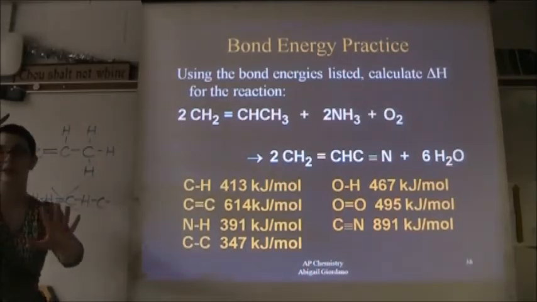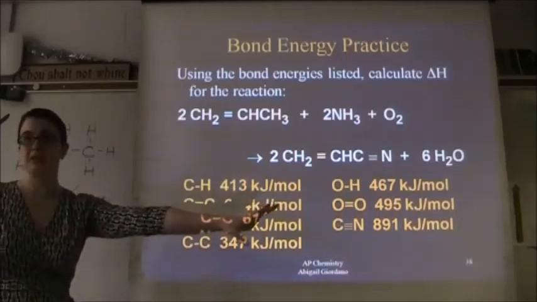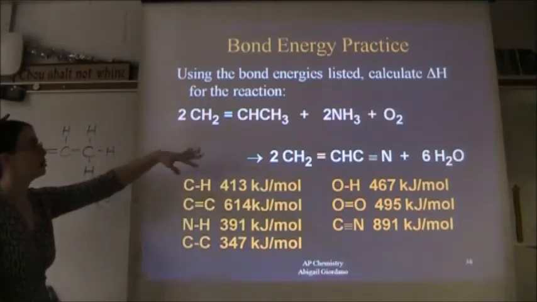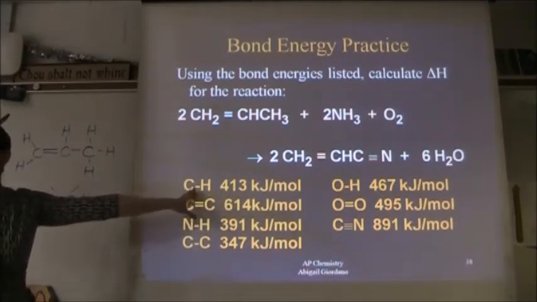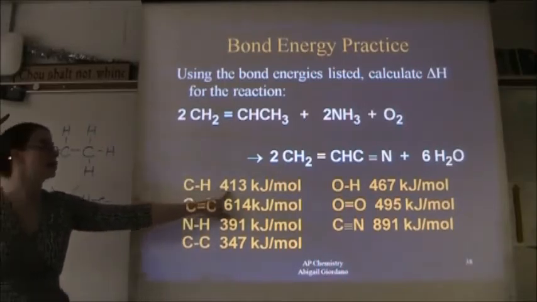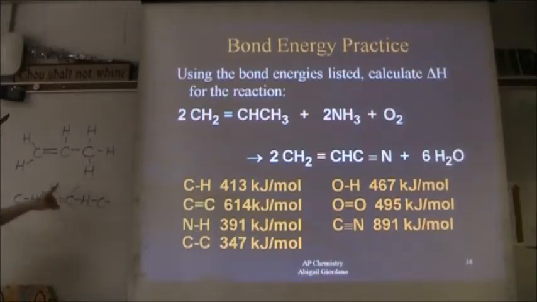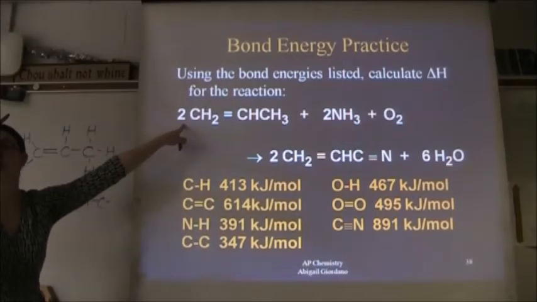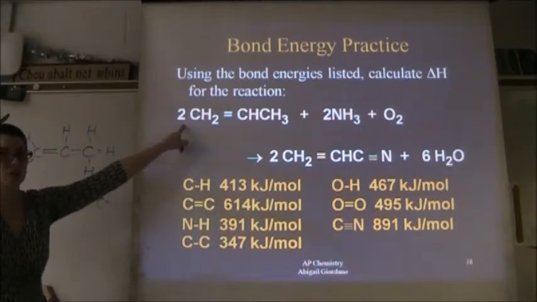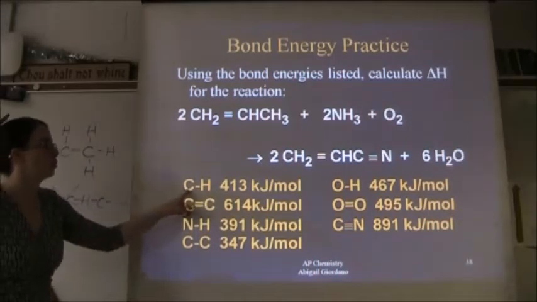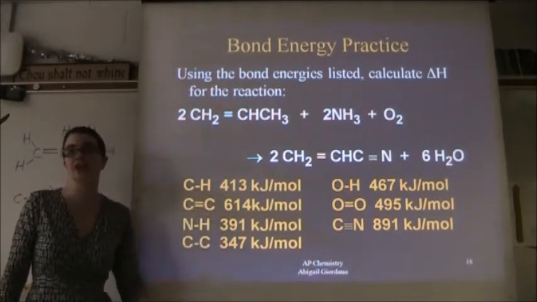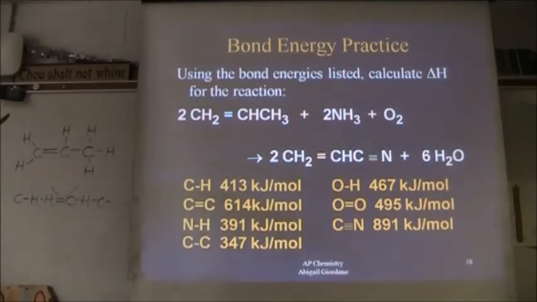Bonds broken minus bonds formed. Okay, bonds broken. How about we count how many C to H single bonds are going to be broken first? Ready? Let's count. 1, 2, 3, 4, 5, 6 times 2. So 12 total C to H bonds. That's the first thing to be tallied up.